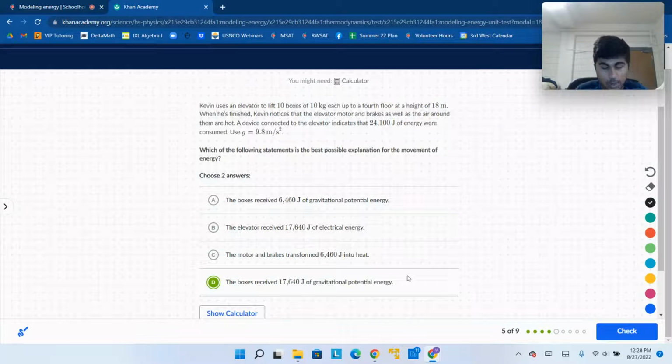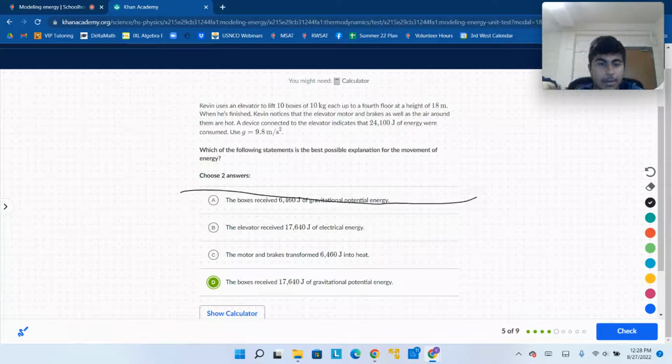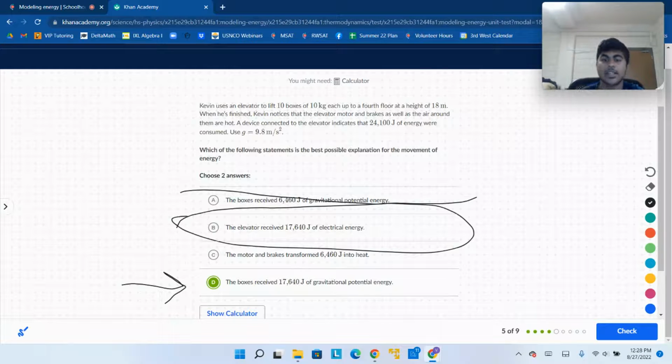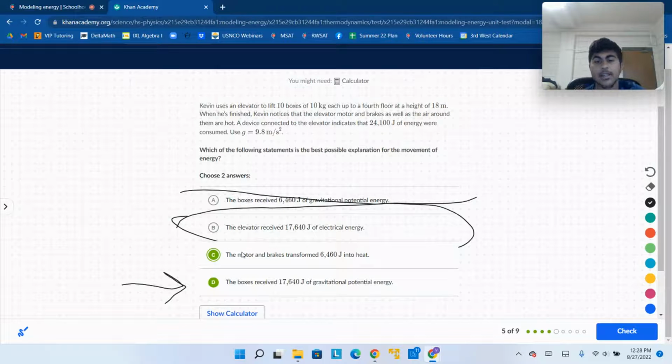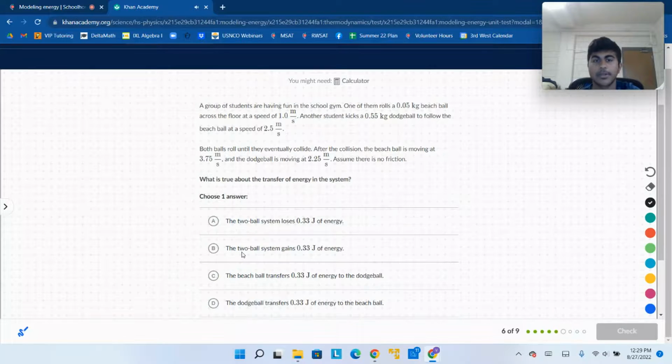Now, 24,100 minus that is going to give you 6,460 joules. The boxes did not receive that much. They received the 17,640. And nothing else is receiving this much because the elevator isn't receiving anything, it's using stuff. The motor and brakes would have transformed the rest of that energy into heat, and that's why everything's hot. That's 6,460 joules. That is going to be the heat that makes the brakes and all that stuff hot. That's why it's hot. Let's keep going.